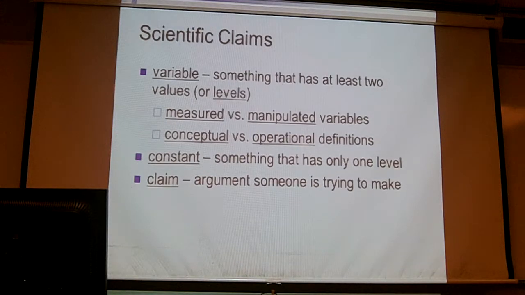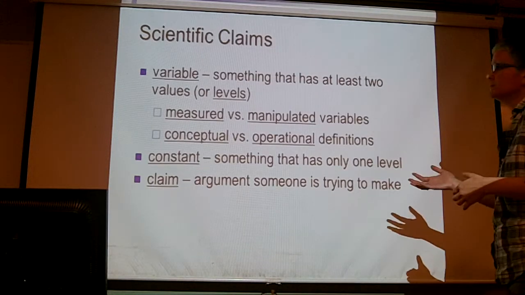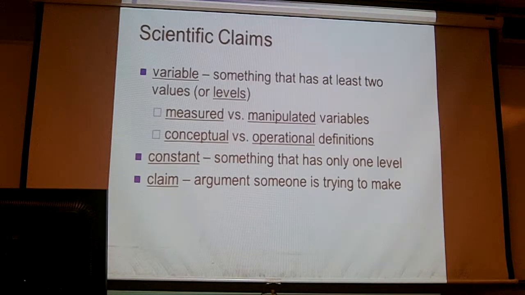So all independent variables have levels. All variables have levels of some kind. Variables have to vary. They have to have more than one condition, more than one case, in order for it to be a variable. The other kind of variable, the dependent variable, is measured.